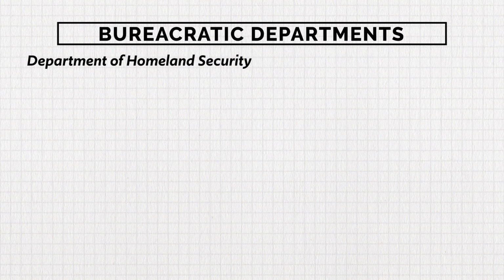Anyway, for your exam, you need to know the names and purposes of 7 of these bureaucratic departments. And I'm not going to tell you everything these departments are responsible for. I'm just going to give you a couple examples. First is the Department of Homeland Security, which protects the U.S.